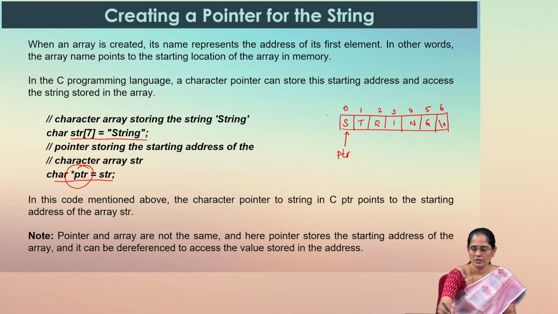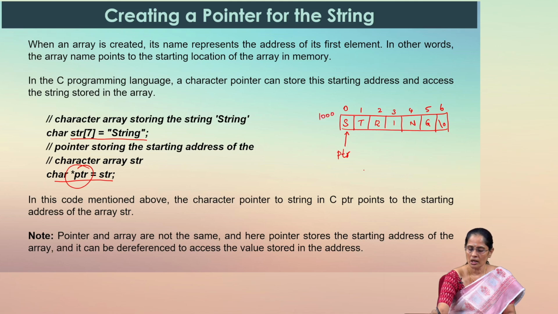So, in this code, the character pointer to string in C points to the starting address of the array str. Pointer and array are not the same. Here the pointer stores the starting address of the array and it can be dereferenced to access the value stored in the address, right. I assume that the string starts from the location 1000.